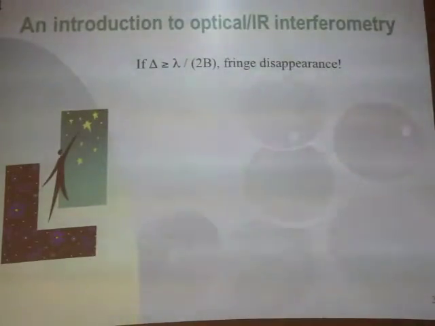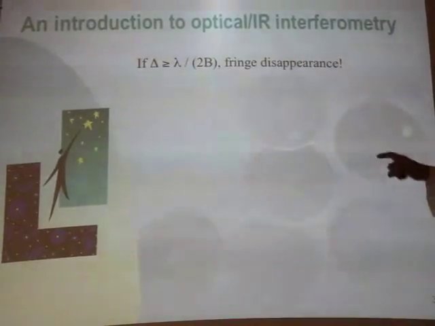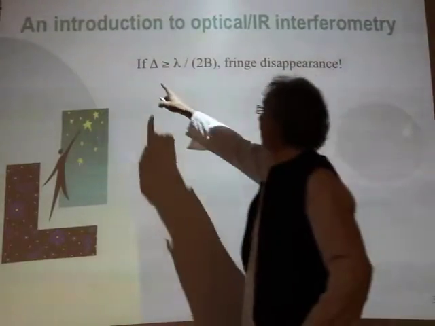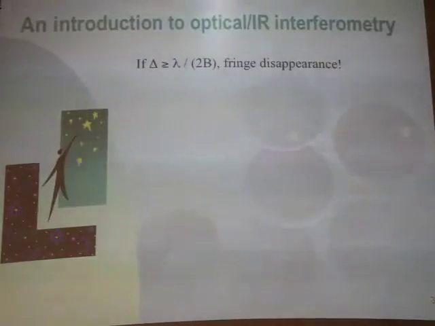Then we saw that Fizeau already stated intuitively that if you were looking at a star with an interferometer, you could start resolving the star whenever the visibility of the fringes would disappear, would get to zero. And the angular size of the star would just be equal to the wavelength divided by twice the value of the baseline.